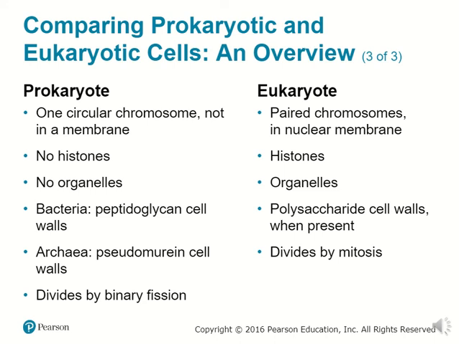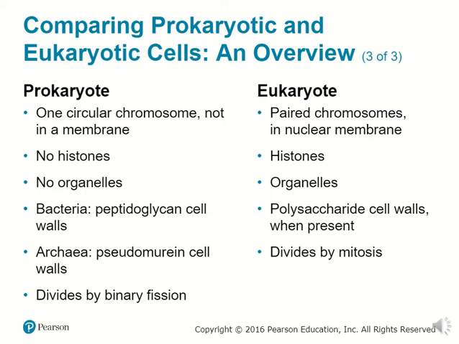Some defining things about a prokaryote is that it has one circular chromosome, as far as the genetic material is concerned, and it's not in a membrane. There are no histones to wrap around that genetic material. There are no individual organelles in prokaryotes. Bacteria are a type of prokaryote that have peptidoglycan cell walls, whereas archaea have pseudomurein cell walls. And, well, they reproduce by binary fission.